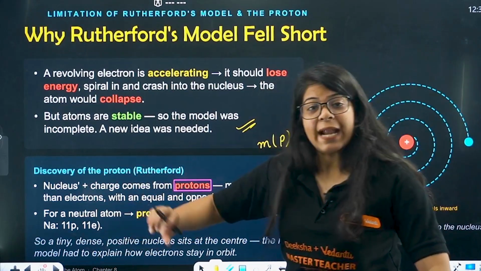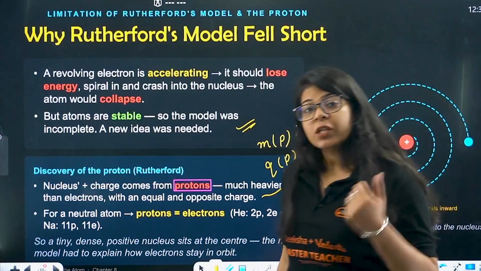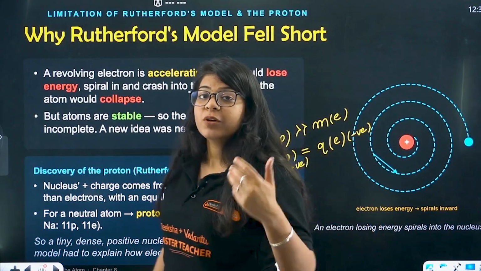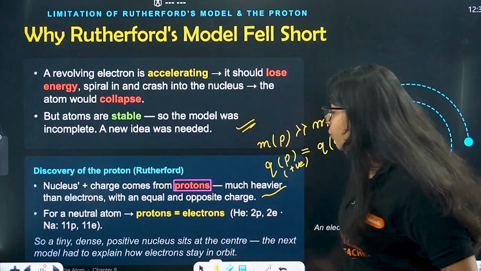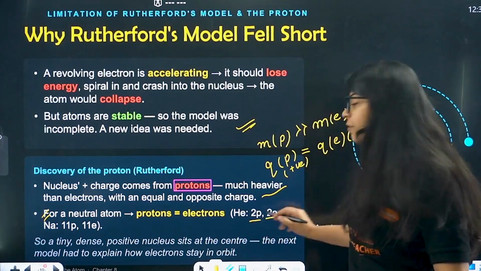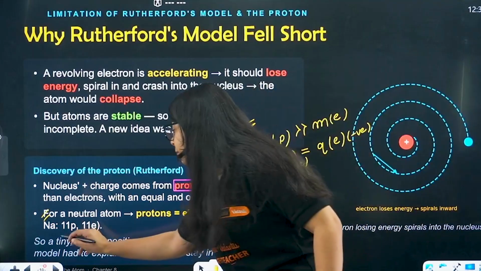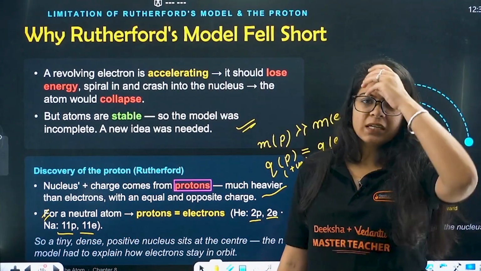For a neutral atom, now my atom is neutral. It is not positively charged or negatively charged. So the amount of negative charge should be equal to the amount of positive charge. Basic common sense, right? So that was the one thing he gave. That means in helium, if we have 2 protons, we will have 2 electrons. In sodium, if we have 11 protons, we have 11 electrons. Until this it is clear.